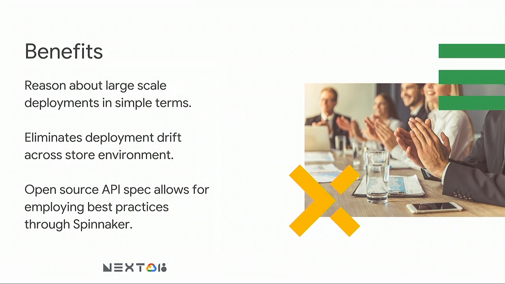This allows us to reason about very large-scale deployments in very simple terms for both our developers and any operations and support staff that we have to deal with. It helps us eliminate deployment drift across these store environments. And we're adhering to and utilizing the open source API specification, which means any of the tooling out there that's built against the Kubernetes API, we can continue to use against our store deployments, even though we have 1,800 of them behind the scenes.